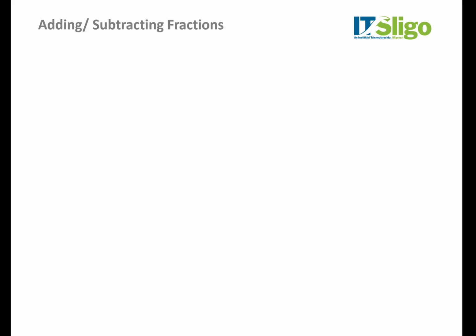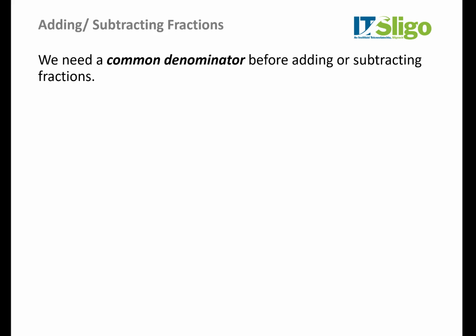Now we'll take a look at adding and subtracting. So we need a common denominator, first of all. Before you can add or subtract fractions, they must have the same denominator. Otherwise, you can't do it. It's like adding ducks and geese. You have to turn them all into ducks or turn them all into geese or some other kind of hybrid. Call them all birds.